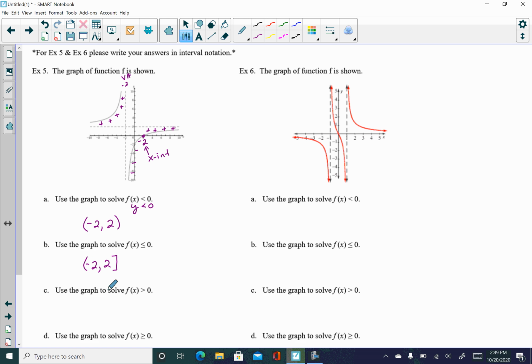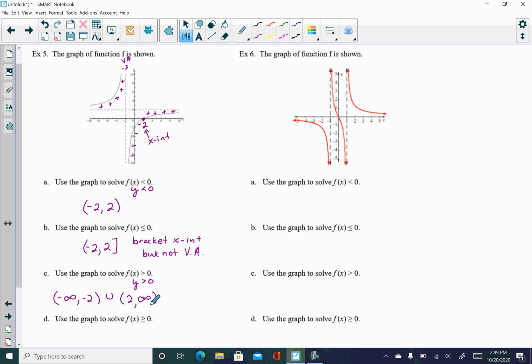In letter C, it wants to know where our function is greater than 0, where our y values are greater than 0, where y values are positive. So we are positive from negative infinity to that vertical asymptote, so negative infinity to negative 2, and also, again, from 2 to positive infinity.